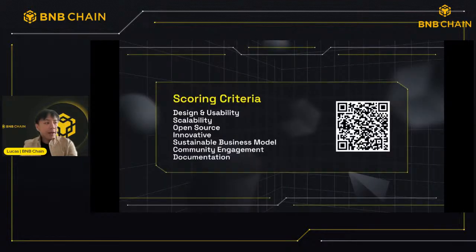And that is the end of the tracks. Now, I'd like to share about the scoring criteria, what we are looking for. First, we look for design and usability. A good question to ask yourself is, is your product intuitive and user-friendly? What is the user flow like? How many clicks to get an action done? For example, a wallet interface with clear navigation, minimal steps for sending tokens, and mobile responsiveness.